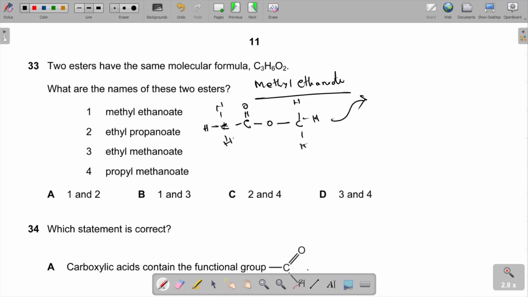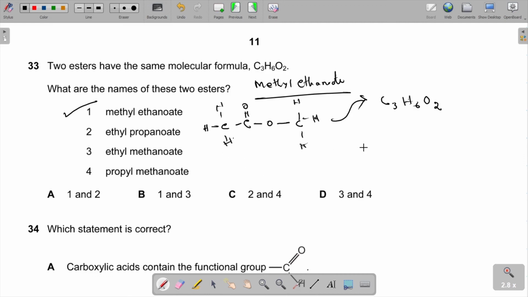Methyl ethanoate. So you have 1, 2, 3, 1, 2, 3, 4, 5, 6. 1, 2. So yes. Next we have ethyl propanoate.